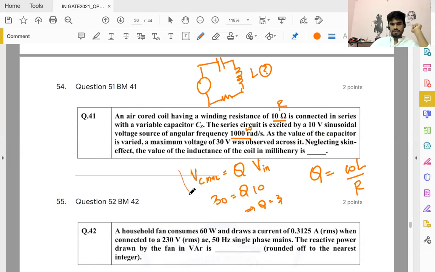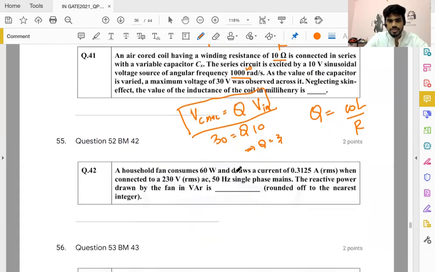Okay, this detail I did not mention in class, but just note it down. The maximum voltage across a capacitor or inductor in the series is actually given by Q times the input voltage.